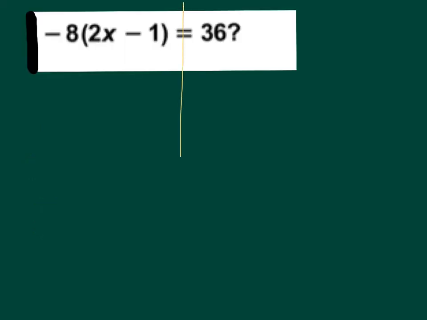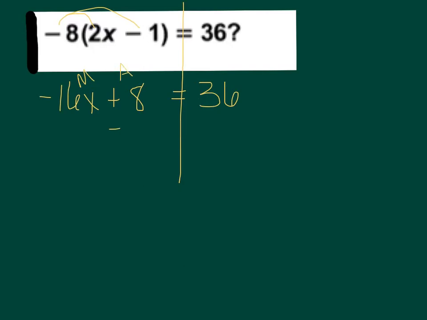Okay, so here's my equal sign. On this one we have negative 8, and then in parentheses we have 2x minus 1. So before we can start solving this one, you have to get rid of the parentheses. So I'm going to go ahead and distribute my negative 8. And remember, negative times a negative is a positive. And then bring down my equals 36. Now it's a two-step equation.